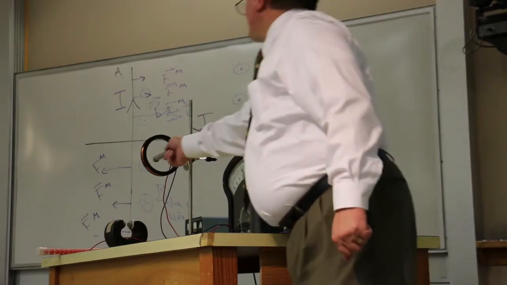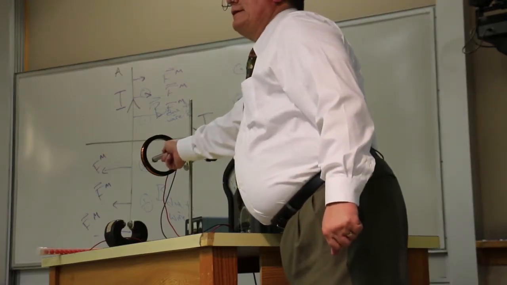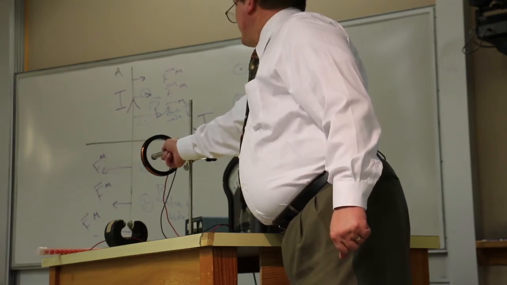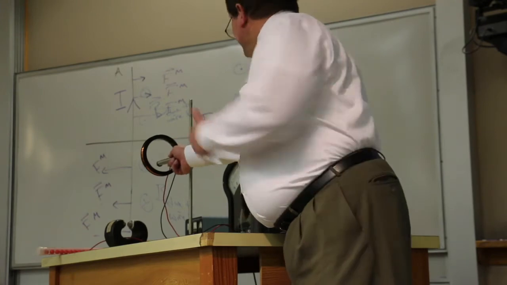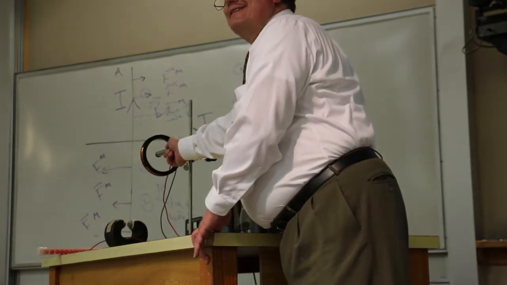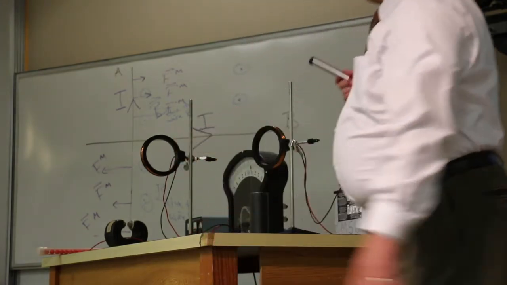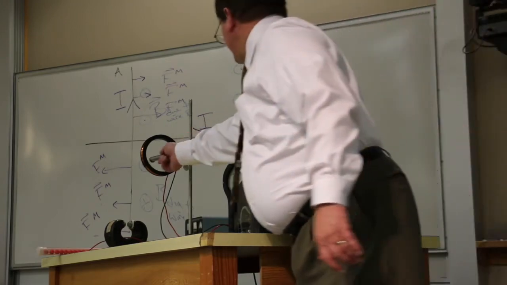Now watch what happens when I put it in there and park it. Very powerful magnet right in the middle of the loop. Do I have any current? I don't know. It says 0. Do I have any current? No. Okay. When I pull it out, I get it. When I put it in, I get it.